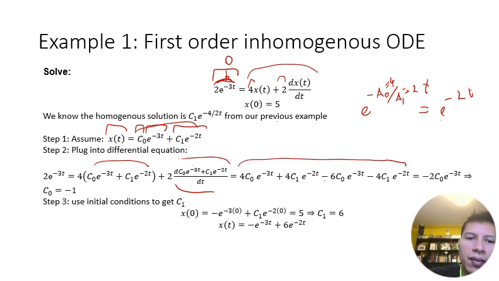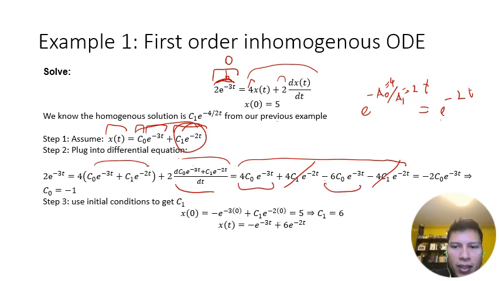In general, because this satisfies the homogeneous solution, all of the e to the negative 2t terms will cancel out. So you're just going to be left with this one and this one. So we have 4c0 minus 6c0, which becomes negative 2c0 e to the negative 3t. And that should all be equal to 2 e to the negative 3t. So that gives us that c0 has to be equal to negative 1.